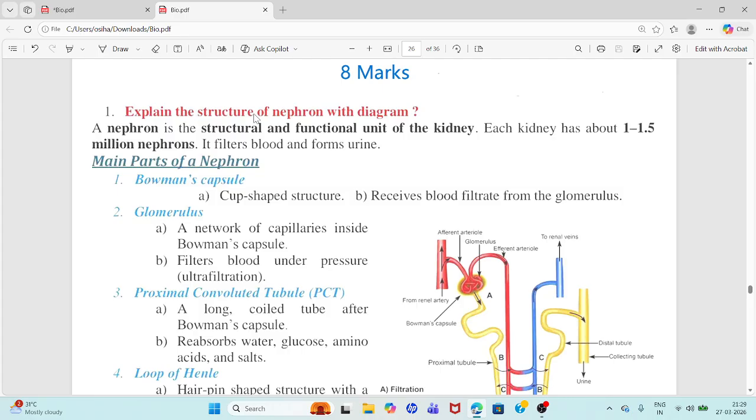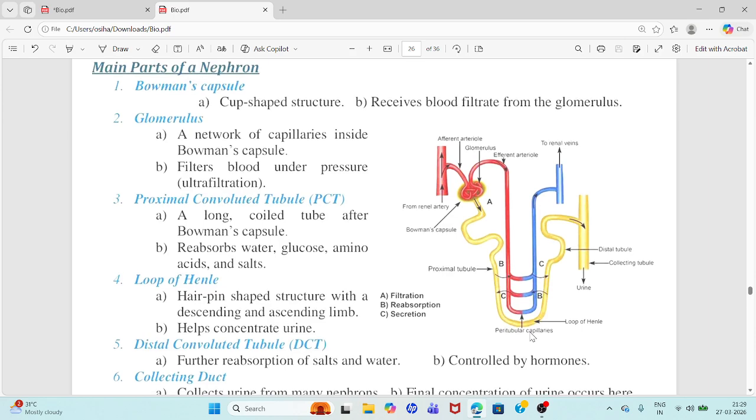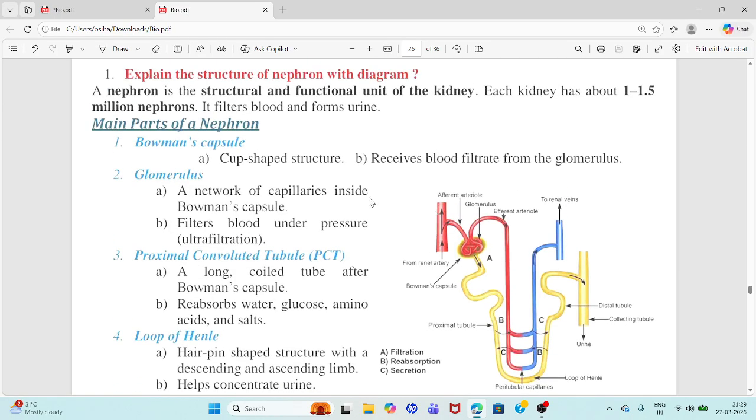Explain the structure of nephron with diagram. You have to draw this nephron diagram and explain it. A nephron is the structural and functional unit of the kidney. Each kidney has about 1 to 1.5 million nephrons. It filters blood and forms urine.